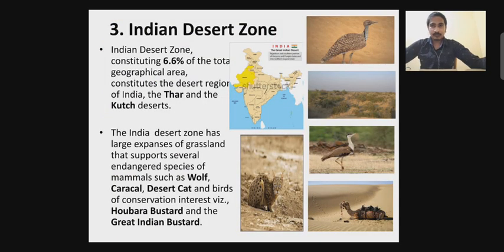Indian desert zone, mostly it covers the area of Thar desert and Kutch desert of Gujarat. Okay, Indian desert zone, constituting 6.6% of the total geographic area, constitutes the desert region of India, that is the Thar and the Kutch deserts. The Indian desert zone has a large expanse of grassland that supports several endangered species of mammals such as wolf, Caracal, desert cat, and birds of conservation interest such as the Houbara bustard and the Great Indian bustard.